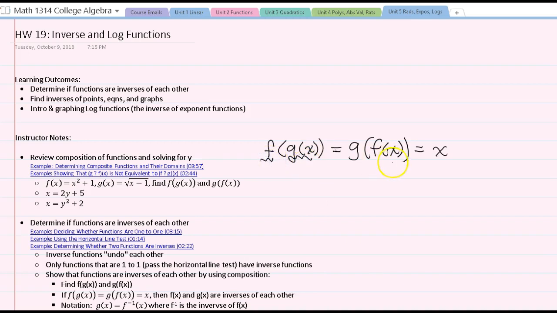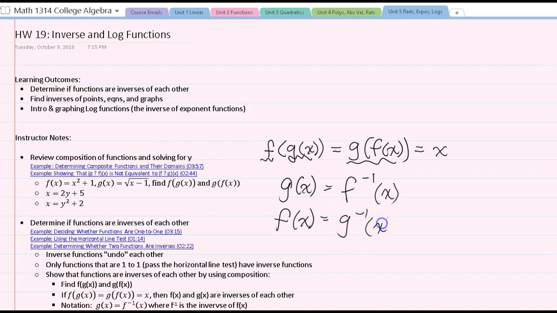And the same thing happens over here. So when we find that f of g of x and g of f of x both equal x, then the function g of x is said to be the inverse function of f of x. And this is how we would write that. Likewise, we could say the opposite, that f of x is the inverse function of g of x. So either one will do.